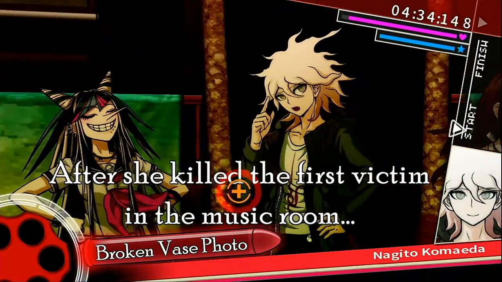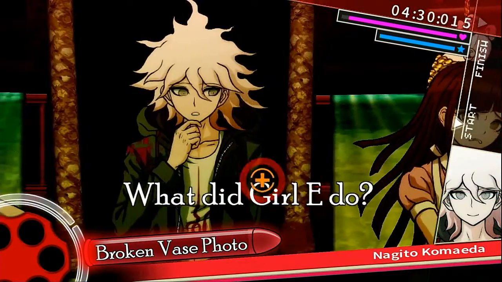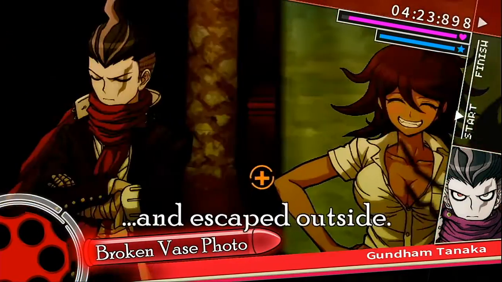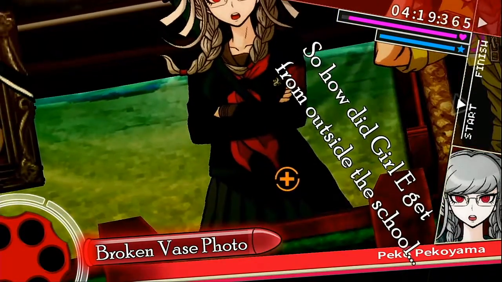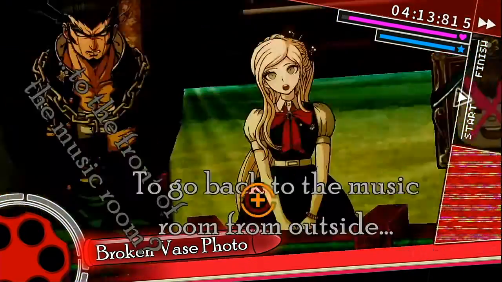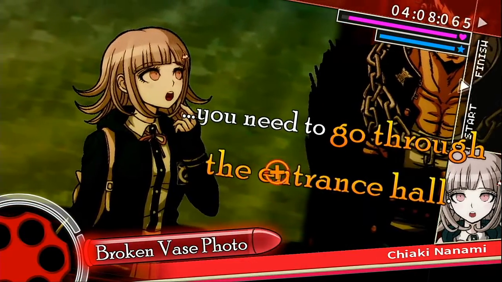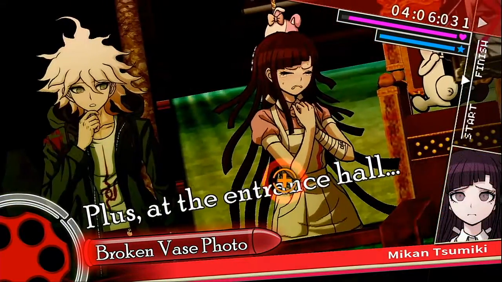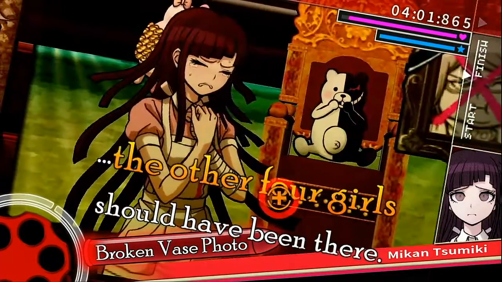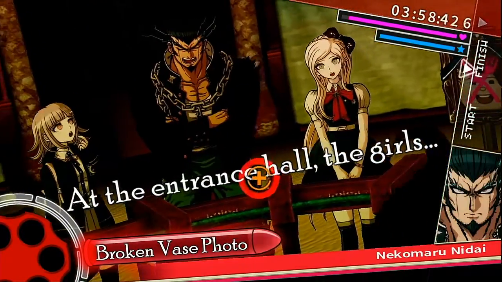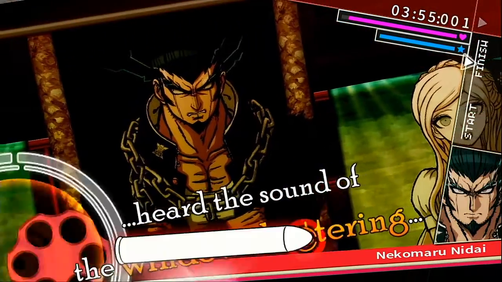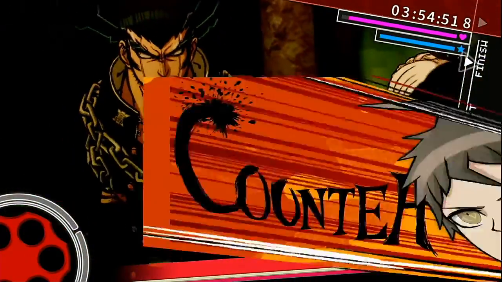After she killed the first victim in the music room, what did Girl E do? She just broke the window and escaped outside. So how did Girl E get from outside to the front of the music room? To go back to the music room from outside, you need to go through the entrance hall. Plus, at the entrance hall, the other four girls should have been there. At the entrance hall, the girls heard the sound of the window shattering. No, that's wrong!